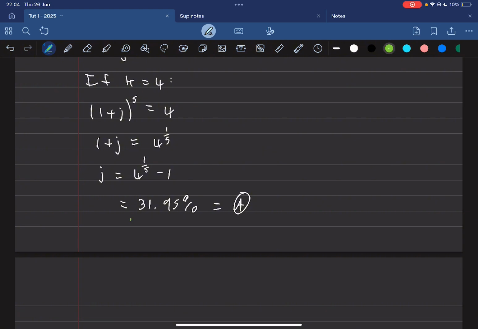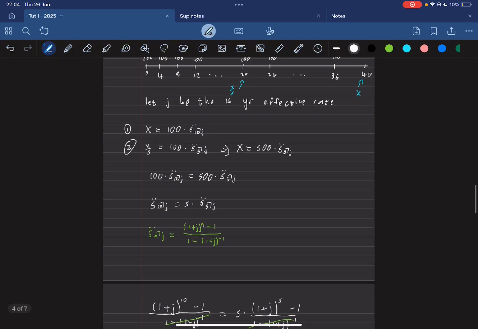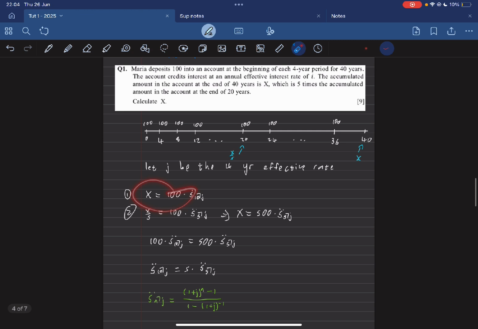And let's just remind ourselves what this is. This is the effective 4-year rate. So this is your interest rate per 4 years, effective. Cool. And the great thing is that our overall goal is to find x, and we have a formula which gives us x in terms of the 4-year interest rate.